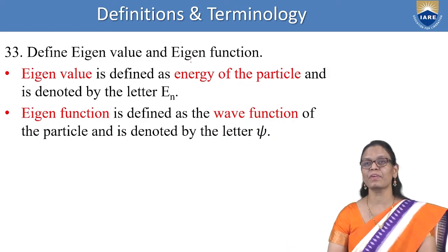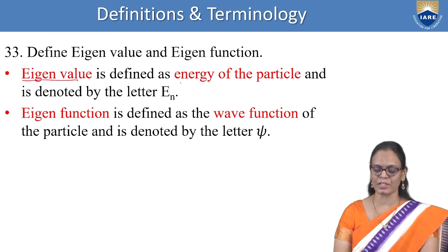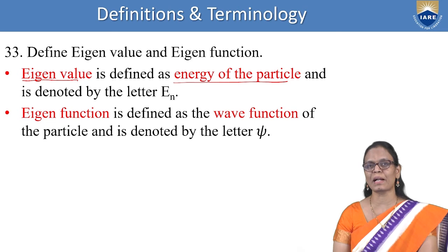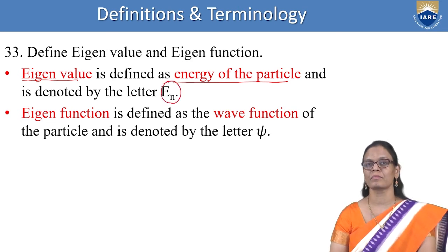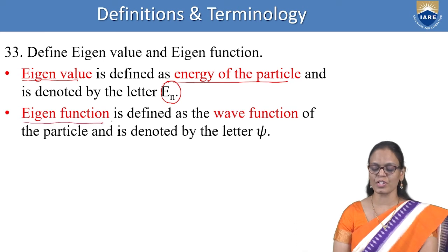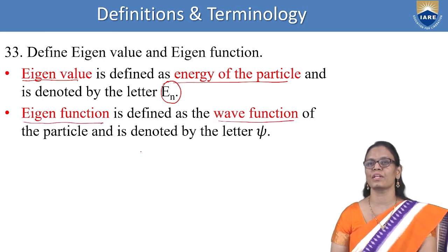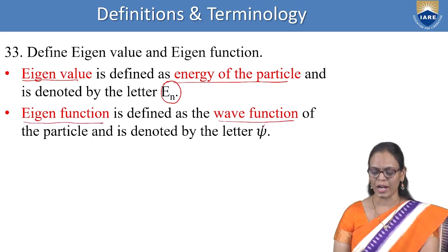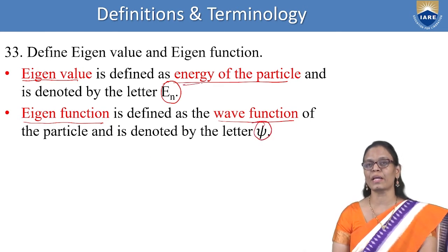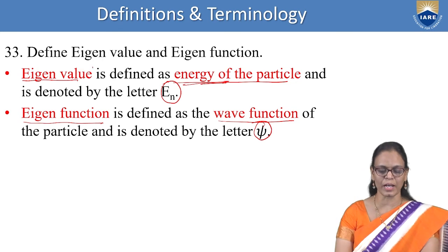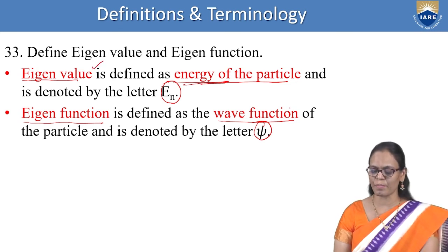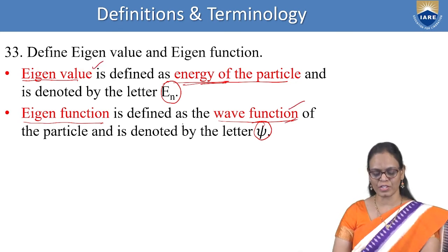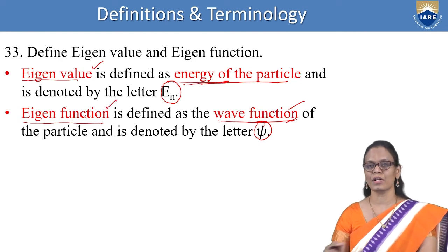Now define eigenvalues and eigenfunction. Eigenvalue is nothing but the energy of the particle. The energy of the particle, we are denoting it as eigenvalue, denoted by En. And eigenfunction is the wave function, denoted by psi. So we are discussing the energies. Energies are nothing but the eigenvalues. We have discussed the wave function. The wave function is nothing but the eigenfunction.